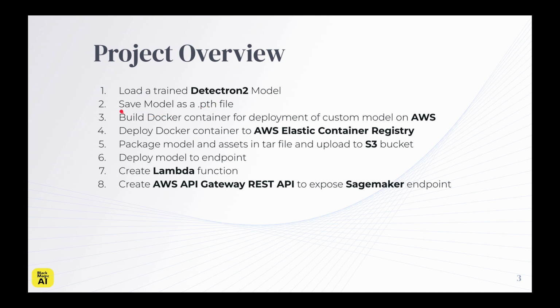we'll show you how to load a trained Detectron2 model, save the model as a .pth file, build a Docker container for deployment of custom models on AWS, deploy the Docker container to AWS Elastic Container Registry, and we're going to package the model and assets in a tar file and upload to the S3 bucket. We're going to deploy the model to an endpoint, create a Lambda function, and create an AWS API Gateway REST API to expose our SageMaker endpoint.